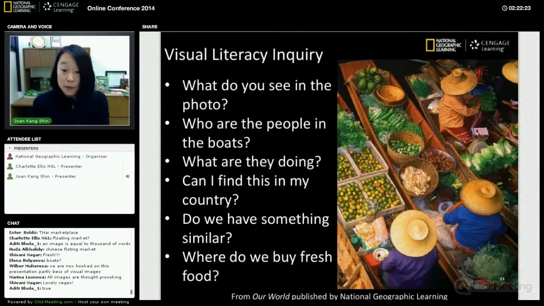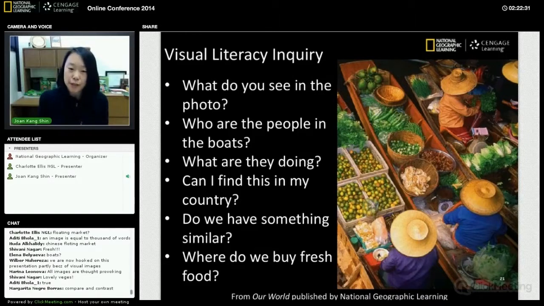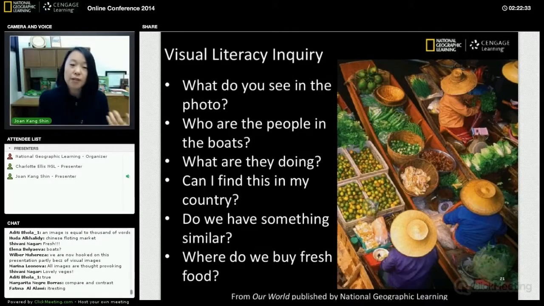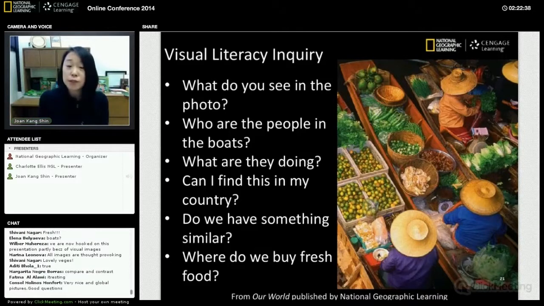But you might ask them, well, can I find this in my country? Do we have something similar? Where do we buy fresh food? So the idea is through visual inquiry, trying to actually build their cross-cultural skills and knowledge, which is extremely important when using English as a global language because you're encountering all different cultures.